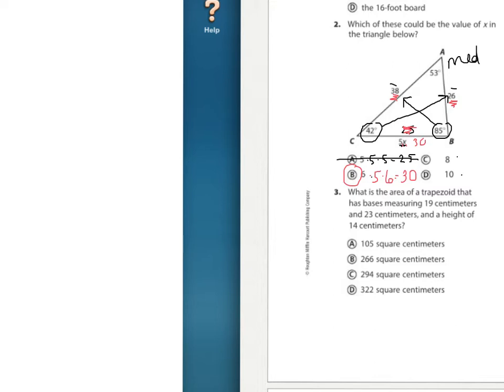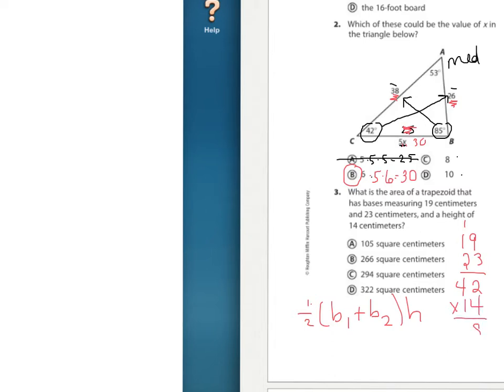What is the area of a trapezoid that has bases measuring 19 and 23 centimeters and a height of 14? Remember, our formula was 1/2 top plus the bottom times h. So let's add the top plus the bottom together. 2, 3, 4. Take it times the height.